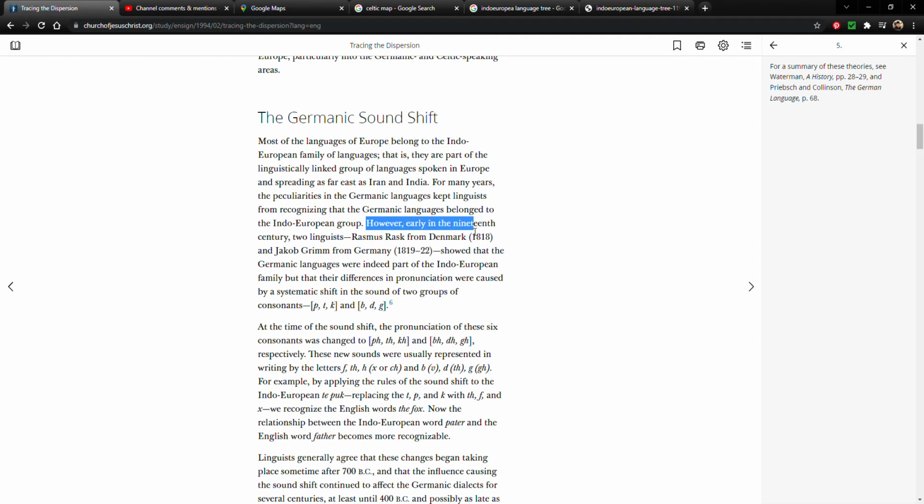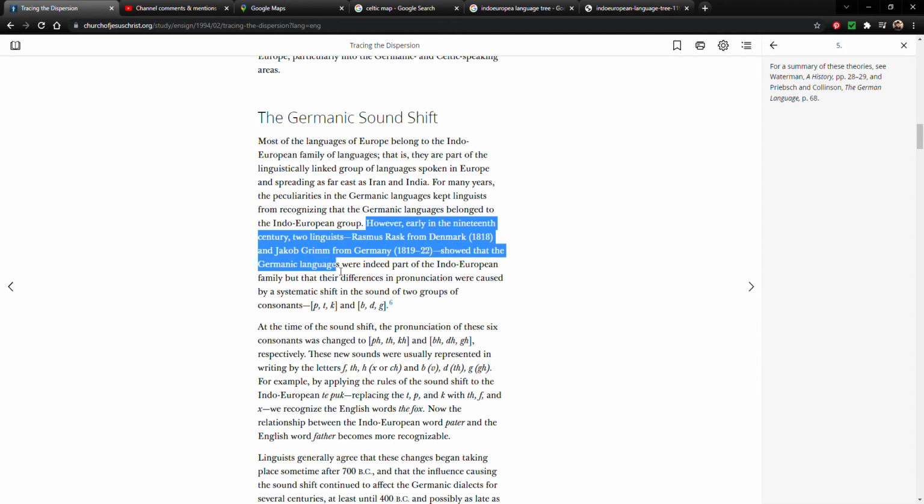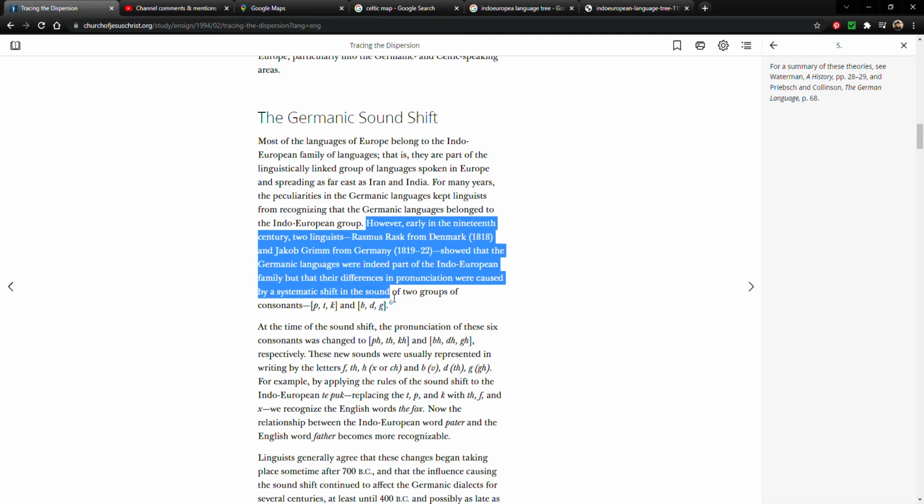However, early in the 19th century, two linguists, Rasmus Rask, that's a great name, Rasmus Rask from Denmark, 1818, and Jacob Grimm from Germany, 1819 to 22, showed that the Germanic languages were indeed part of the Indo-European family, but that their differences in pronunciation were caused by a systemic shift in the sound of two groups of consonants, P, T, K, and B, D, G.